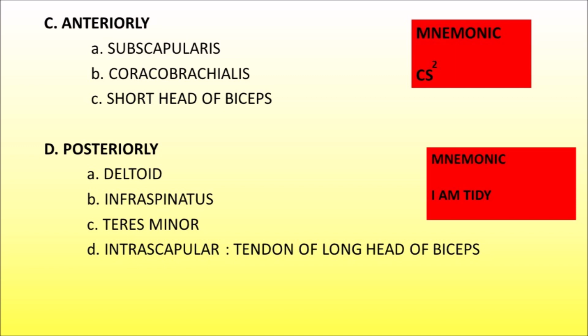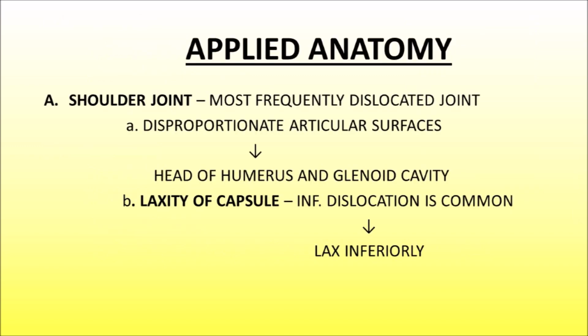Remember the mnemonic I am tidy in order to remember the posterior relation, where T stands for teres minor, I for infraspinatus and intrascapular, which is the tendon of the long head of the biceps, and D for the deltoid. Let us move on to the last most important section, which is the applied anatomy.